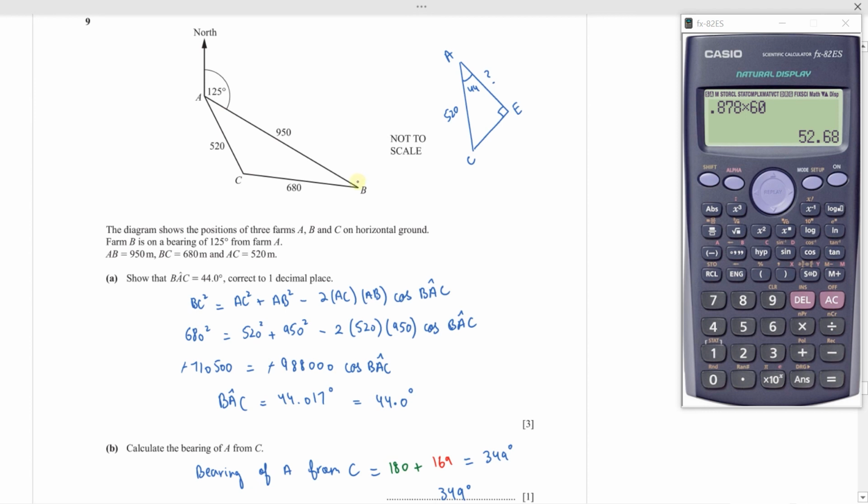So imagine this as a 3D drawing now. The helicopter is vertically above this farm B. So let me mark the position of the helicopter with this H here. And now the angle of elevation of this helicopter from A will be this. This is your angle of elevation of this helicopter from farm A. And this is a 90-degree angle here. Remember, this is a 3D image where the helicopter is directly flying over this farm B.